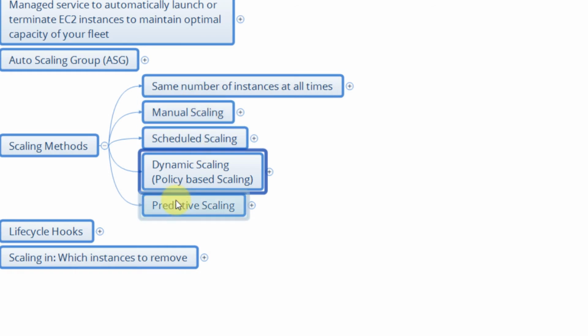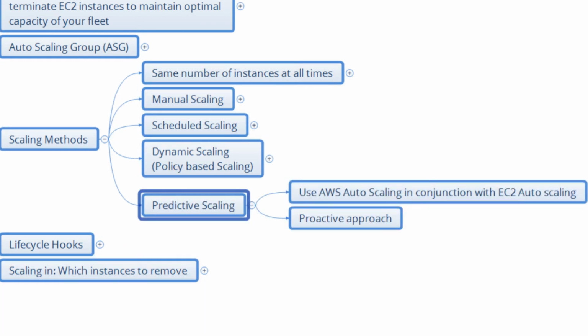Now, besides these, you can also have predictive scaling. For that, you need to use AWS Auto Scaling, which we'll discuss in a moment, along with EC2 Auto Scaling. This is a proactive approach as compared to the policy-based reactive approach to scale.